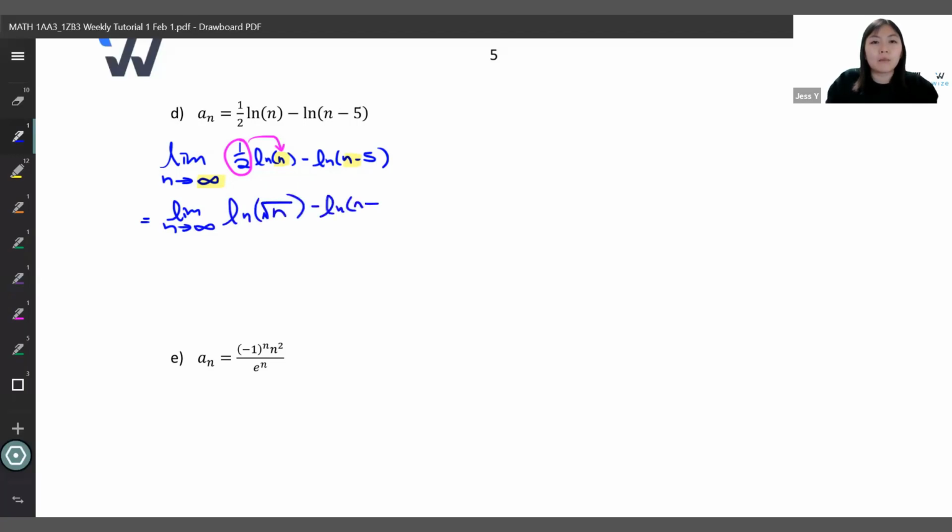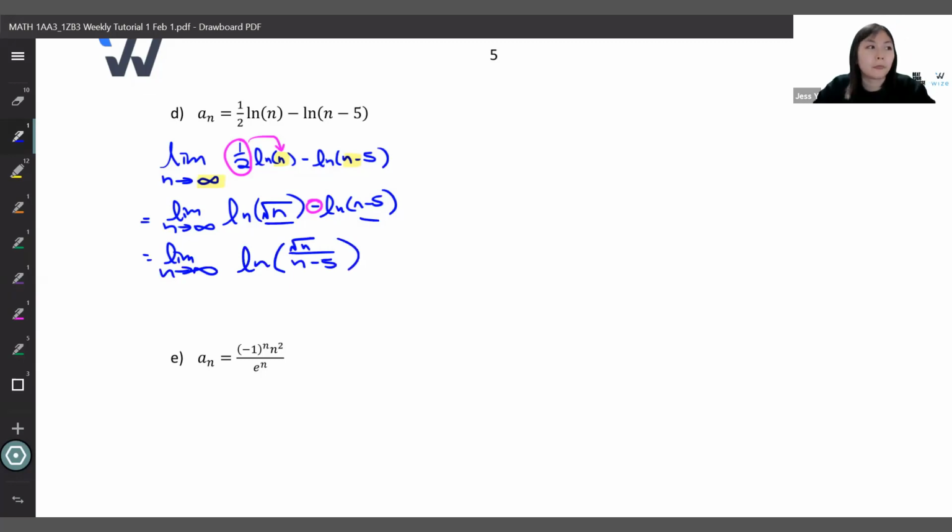Minus ln of n minus 5. And another ln rule says that when you're subtracting two lons, we end up dividing what the lons are. So this is ln of, I'm going to divide what's on the inside now, so I have the square root of n over n minus 5. Now, if we do a direct substitution, so I plug in n equals infinity, I'm going to get ln of infinity over infinity, which is still undefined.